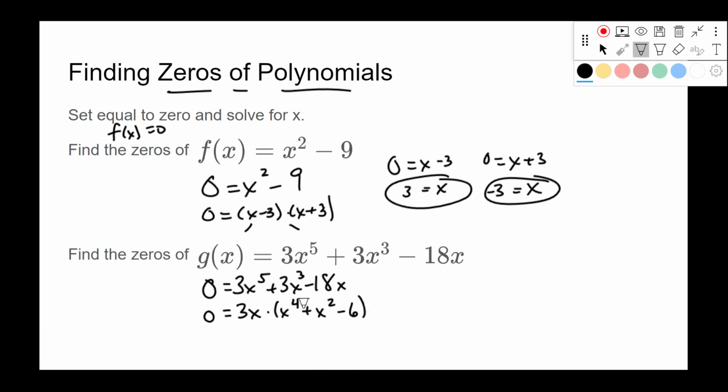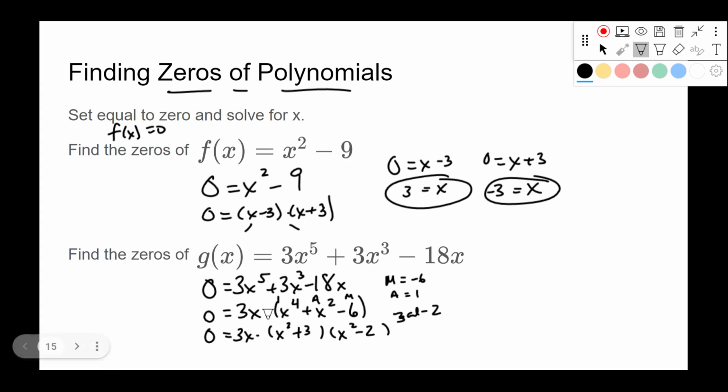Okay, so far so good. Now we have 0 equals 3x times, now this will factor as well, x to the fourth plus x squared minus 6. It's a higher order trinomial factoring. It's still a trinomial, but it doesn't factor with x and x. Instead, it factors with x squared and x squared. So we have to find the numbers that multiply to be negative 6 and add up to 1. So that's 3 and negative 2. That's it. Plus 3, minus 2. Okay, so far so good.